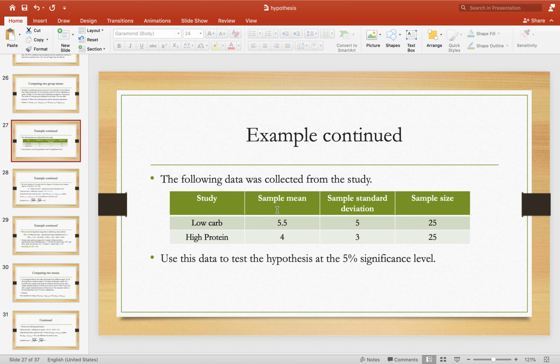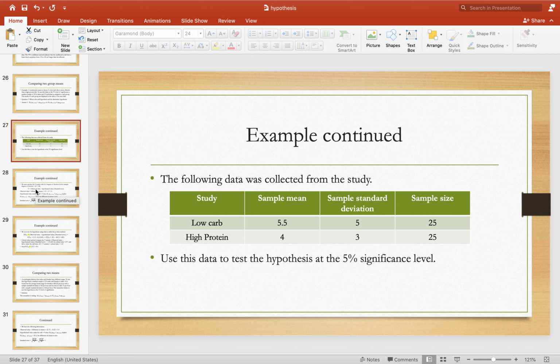Or is the high protein diet, in which people only lost 4 pounds but had a smaller standard deviation, equally effective? Okay, so for our examples, we're always going to be considering the sample size in which we have 25 individuals, okay, not always 25 that number, but that each group has the same sample size. That's what we're going to consider. Now we want to test this hypothesis at the 5% level of significance.